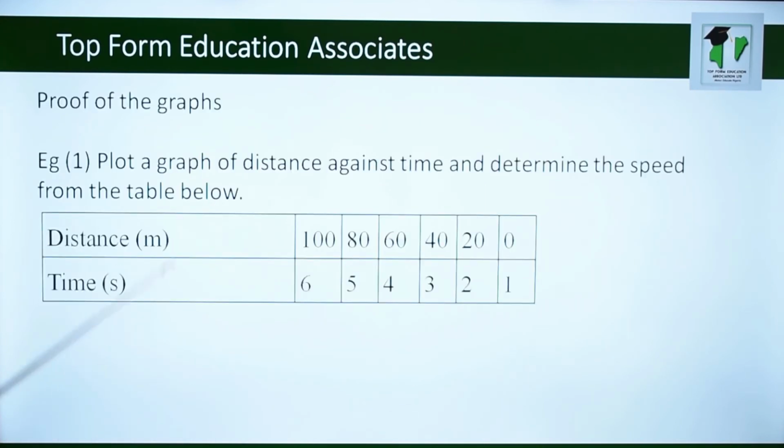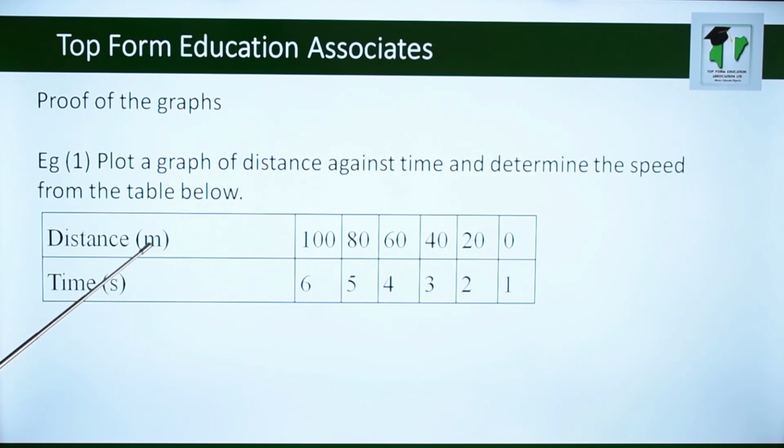Now I want to prove these graphs we've shown above. So we'll have proofs of the graphs. Example 1. I want to use values now to prove these graphs. Plot a graph of distance against time and determine the speed from the table below. So we'll have the distance in meters and time in seconds.